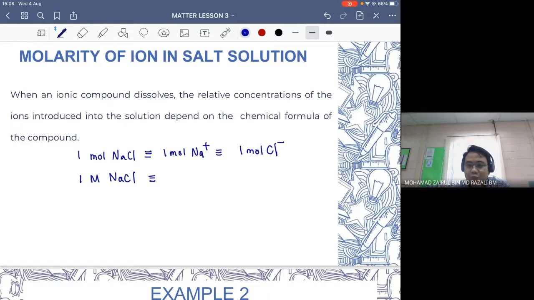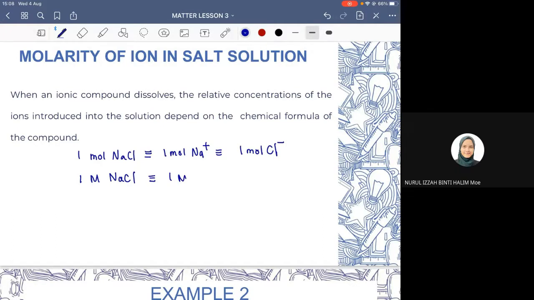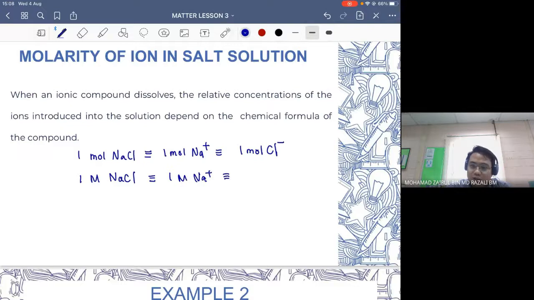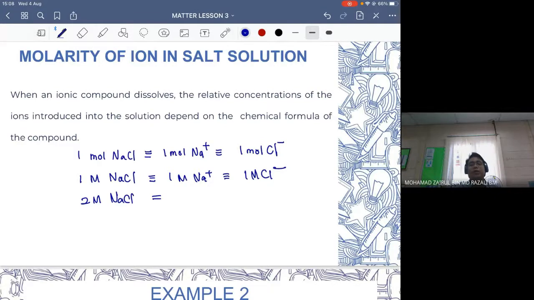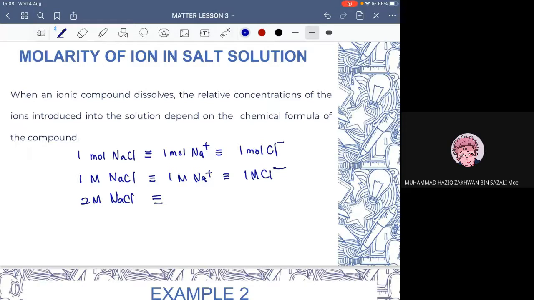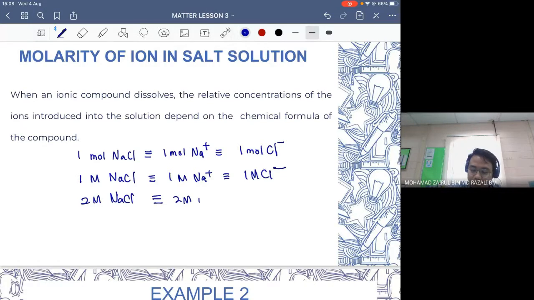Sebab kalau awak tengok, ratio dia semua satu-satu. So how many molar of 1 molar, right? Still the same. So 1 molar sodium ion and chloride ion is also going to be 1 molar chloride ion. So if I double the molarity, so now the molarity is 2. So what happened to the molarity of the sodium ion? 2 molar. Okay. 2 molar of sodium ion, 2 molar of chloride ion.